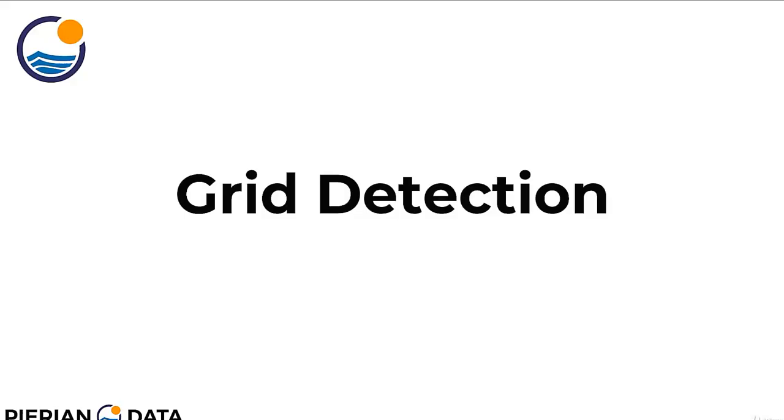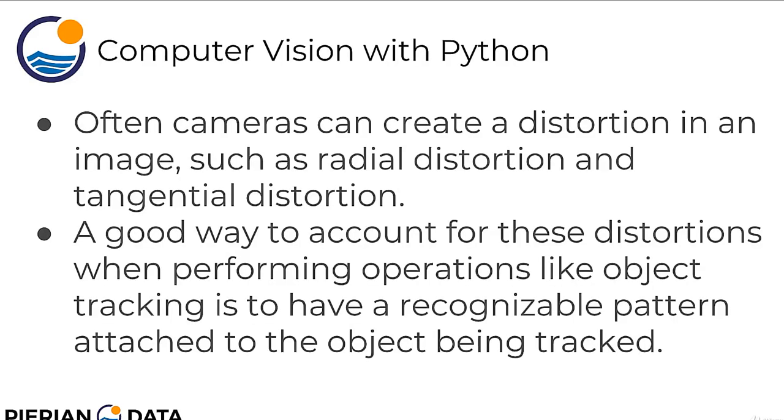Welcome back, everyone. In this lecture, we're going to briefly talk about grid detection, specifically the two built-in functions that are in OpenCV that can help you find grids if the need arises. Often cameras can create a distortion in an image, such as radial distortion or tangential distortion. And a good way to account for these sort of distortions when performing operations like object tracking is to have a recognizable pattern attached to the object being tracked.